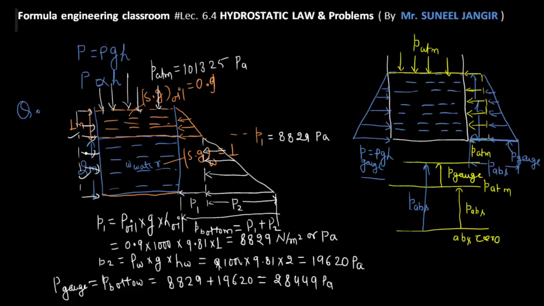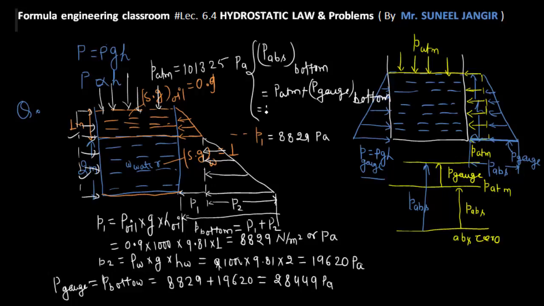This remains same throughout all the layers. So here this is the atmospheric pressure and this is the gauge pressure. So we can write, I'm using this space here, that P absolute at the bottom is equal to P atmospheric plus P gauge at the bottom.